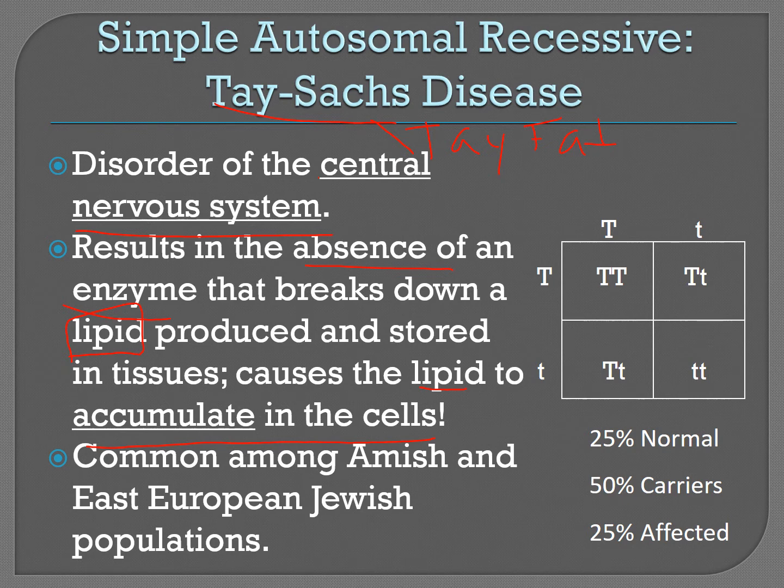This occurs mostly among your Amish and your Jewish cultures. Again, most of the time both parents have to be a carrier for you to have this, or both parents would have to have this for you to have it.